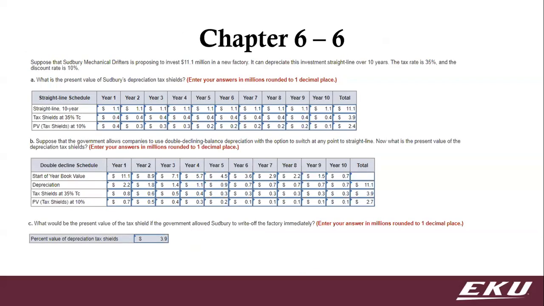And this is just an example using a couple of different examples. This first one is a straight line 10-year, right? And so that just means it's the same amount each year. On B, they show this double declining balance depreciation, and then you can switch to straight line, right? And so all we're doing is trying to figure out, okay, what is the value of those tax shields, right? And we could calculate what the present value of the tax shield is.